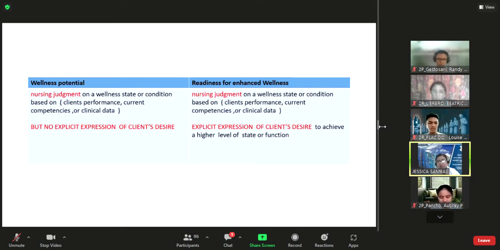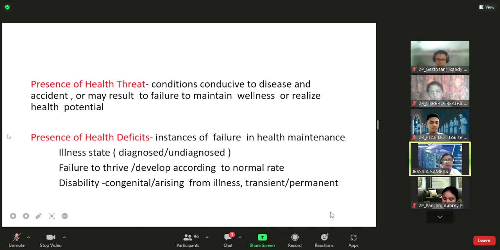Nakuha po ninyo, students? However, never pa ako naka-encounter na ang nakita namin doon is wellness. Mostly, ang nakikita po talaga namin doon sa mga family namin would be health threat. Okay? So, health threats are conditions conducive to disease and accident or may result of failure to maintain wellness or realize health potential. For example na lang, let's go to home and environment. Improper garbage disposal. Diba, that could be considered as a health threat. Nakuha po ninyo, students?